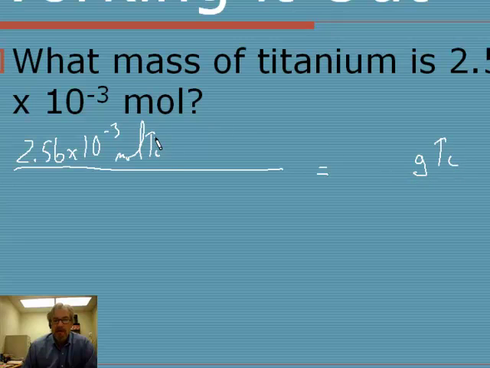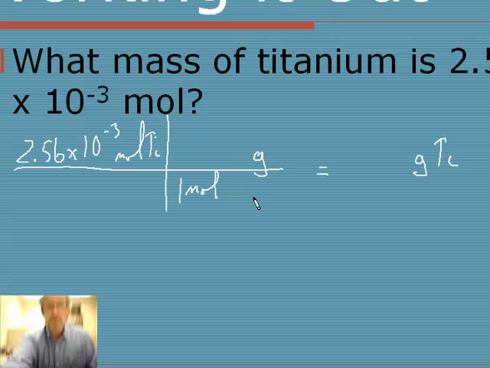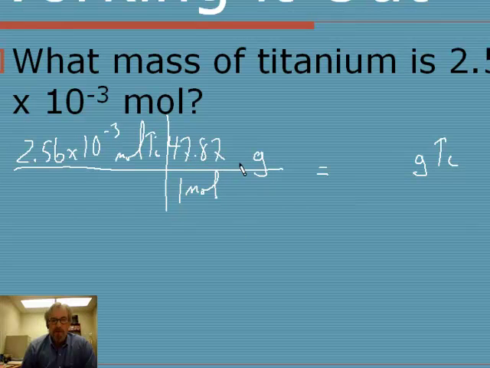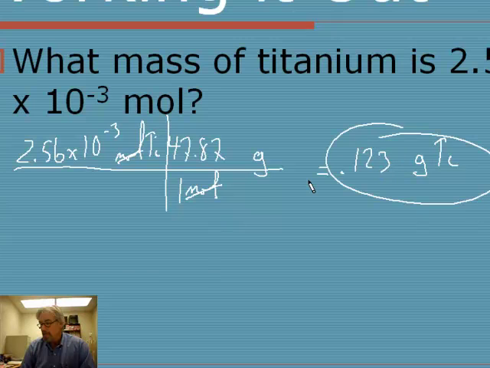How am I going to get there? Well, I want moles on the bottom so that it cancels out. So that's where my 1 mole part goes of my molar mass. I want grams in the top because grams are supposed to be in my answer. Now, if I look up titanium on the periodic table, I get 47.87 grams per mole. So now with my mole canceled out, I can do my arithmetic and find out how many grams are there. 0.123 grams to 3 significant figures is my mass.